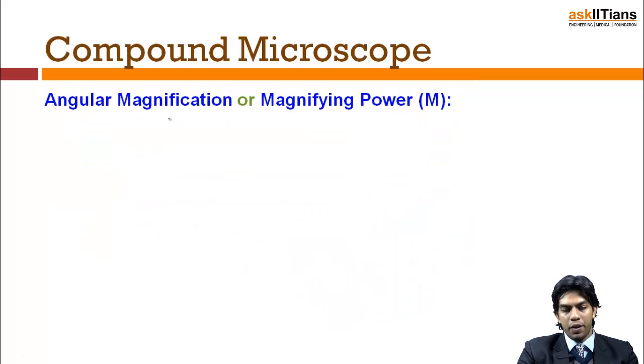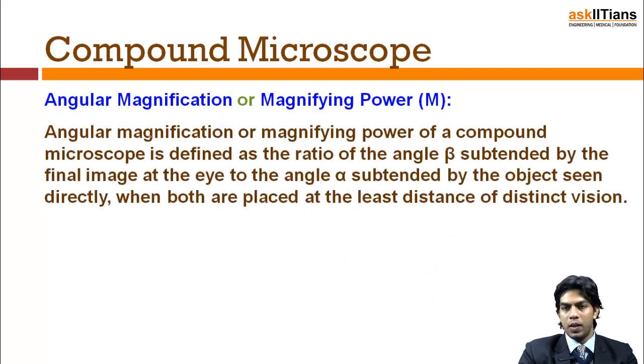The angular magnification, or magnifying power M, of the compound microscope is defined as the ratio of the angle subtended, beta, by the final image at the eye to the angle subtended, alpha, by the object seen directly, when both are placed at the least distance of distinct vision.